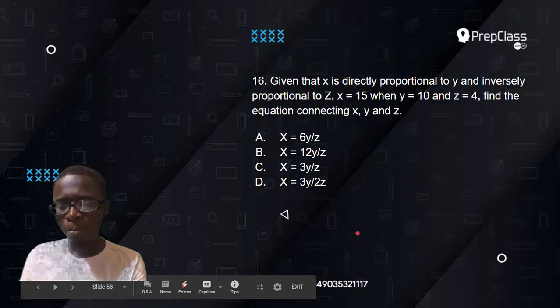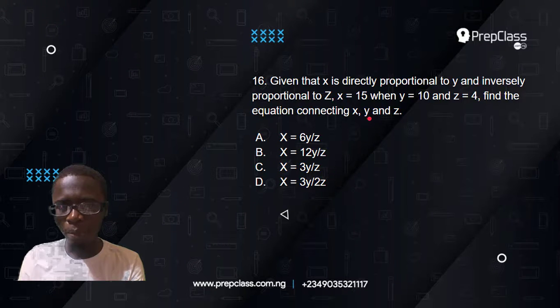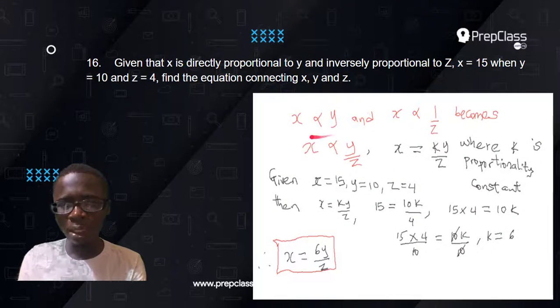So here we need an equation that will connect these particular variables given to us. And to do this, we need to interpret this statement mathematically. So when we say x is directly proportional to y, in mathematical terms, it's written x directly proportional to y. And when we say x is inversely proportional to z, then it can be written like this.